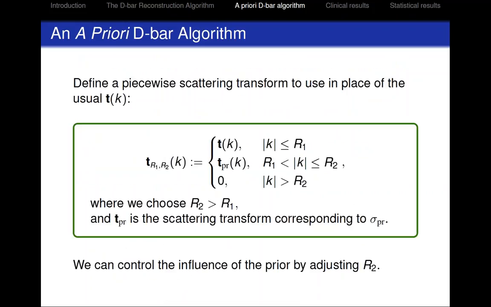Okay, so the whole idea is to include that information in the scattering transform. Instead of just taking the scattering transform from the data on a truncated domain, we'll add in a little bit wider annulus in which we put the prior, and then piece that together, and then still truncate outside of some radius R2. One can control the influence of this prior by adjusting this radius R2. If you take R2 to equal R1, there's no prior, and the larger you let it be, the more influence the prior will have.